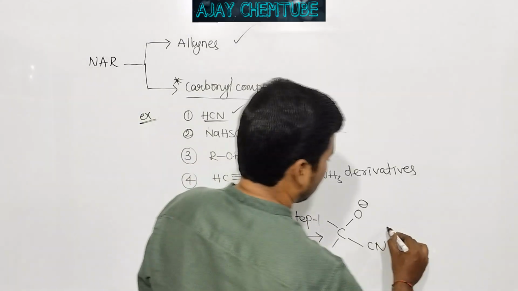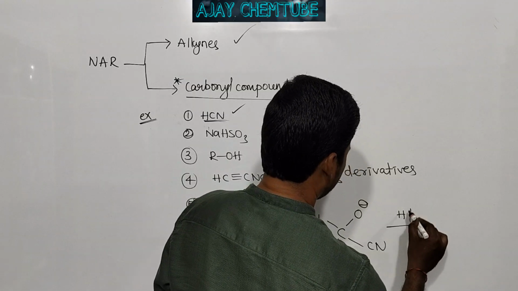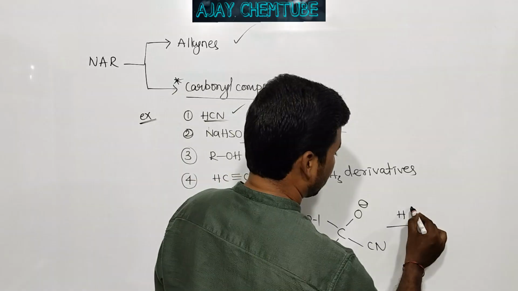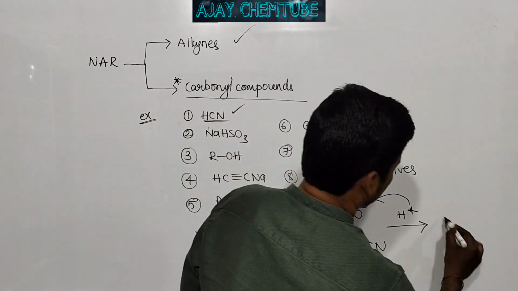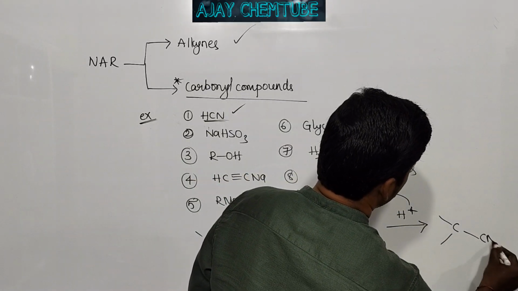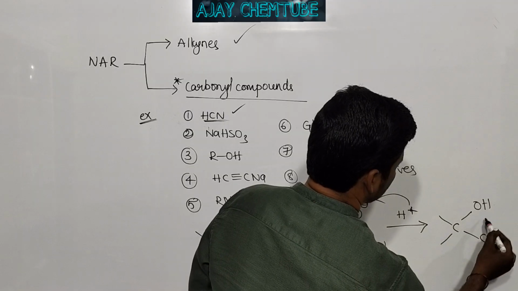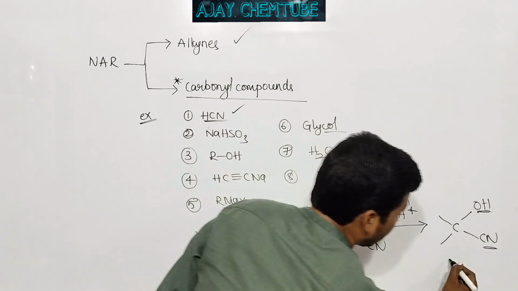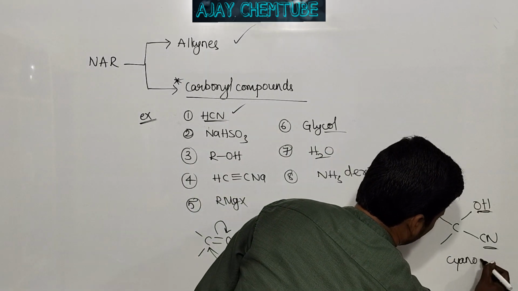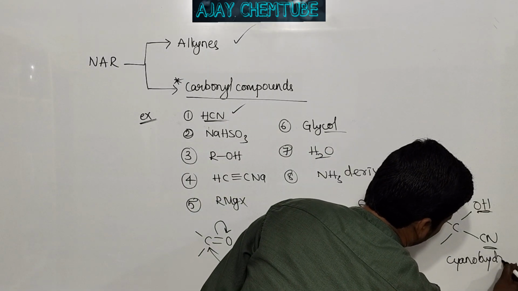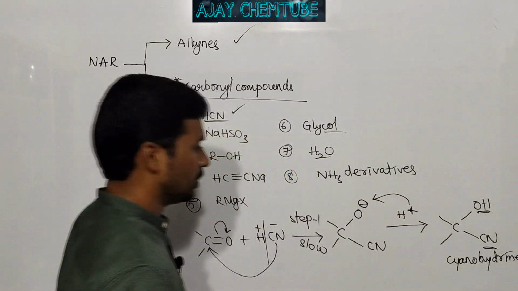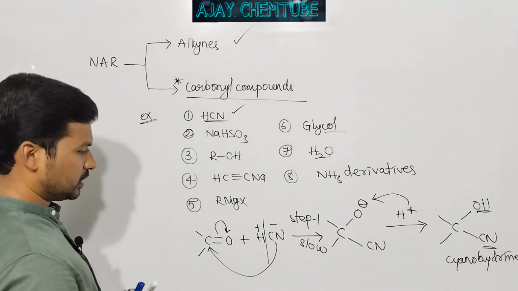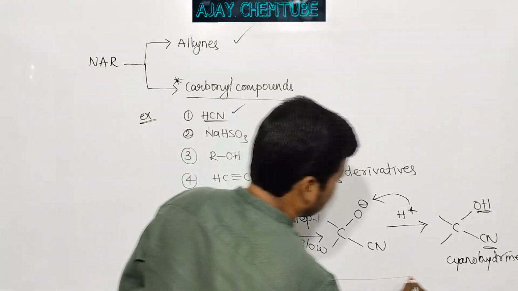And what is the next step? Addition of H plus takes place in step 2. So this is added here. Then it gives cyanide here and OH here. On the same carbon, the OH group and cyanide group are both present. That is called cyanohydrin, formation of cyanohydrin. This is a nucleophilic addition reaction. So this reaction takes place in 2 steps.